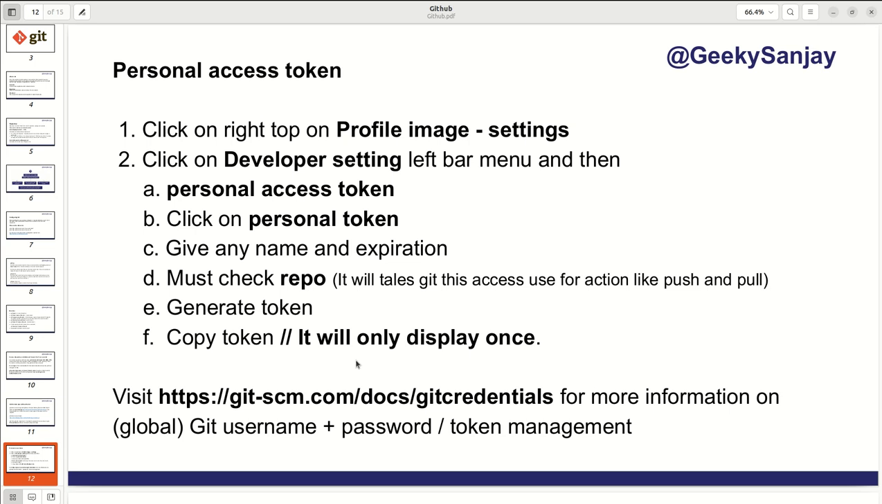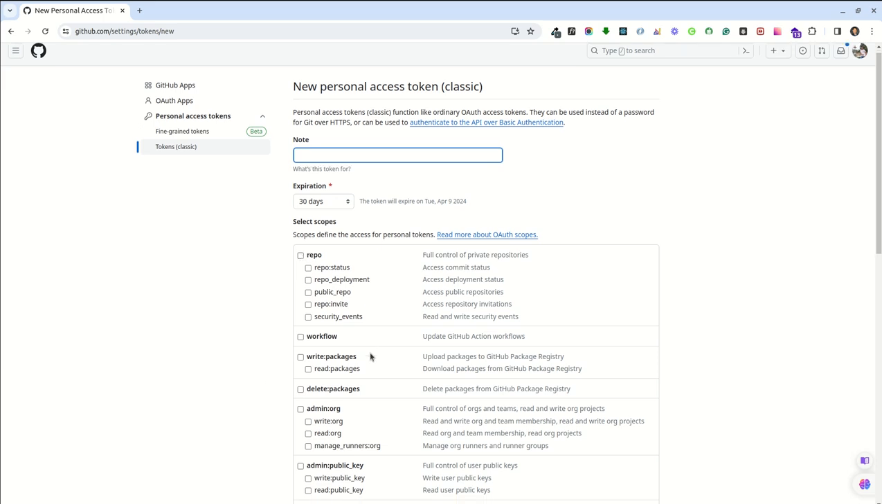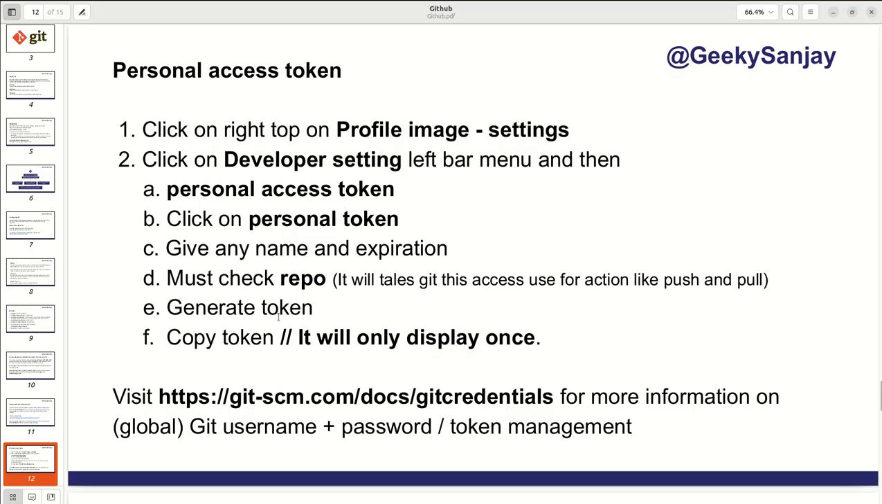So here you can see, click on the profile image. I already did it. Settings, then Developer settings in the left bar, then personal access token. Click on personal access token, give any name and expiration. You must check repo, just click the first one, repo. As you can see, you have to do this. Others, if you want, you can do, otherwise no problem. Generate token and copy the token, it will only display once. If you want to know more about this, you can go there and check. Okay, now we'll move ahead.